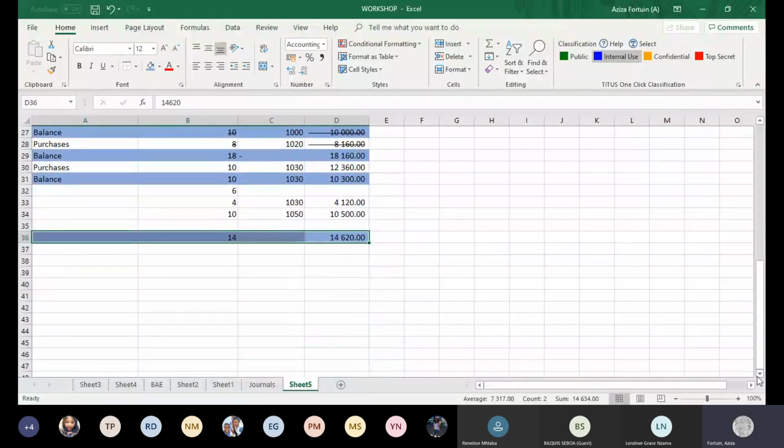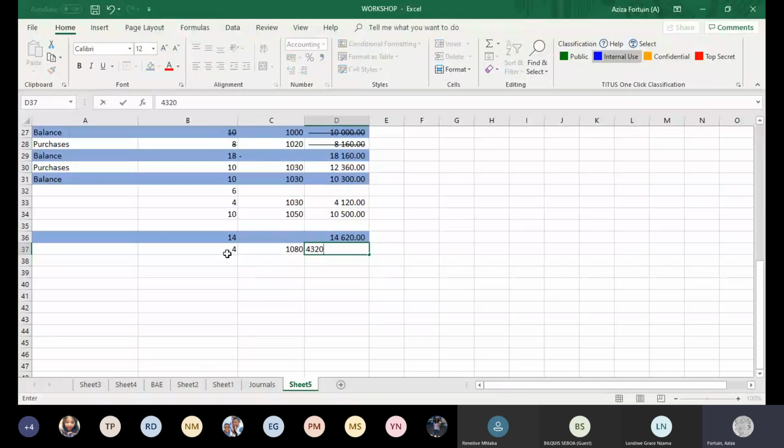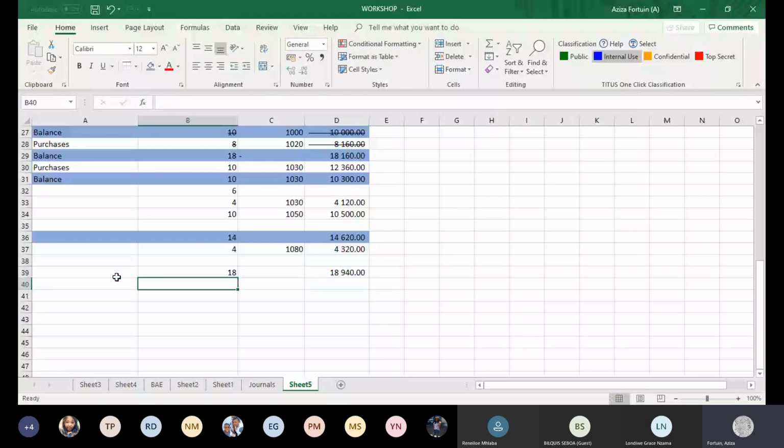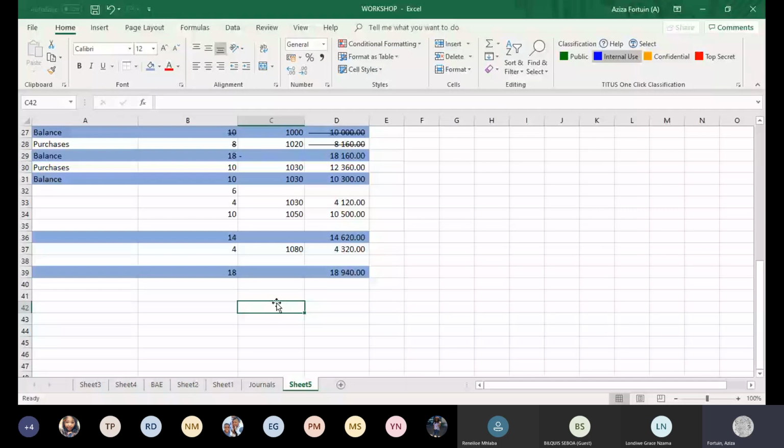Okay, so the next day, they purchased 4 units at 1080. So if we purchased again 4 units at 1080, it is now sitting at 1080 times 4 is 4320. So now we have 18 units in the stock, valued at 18,940. So that's my balance now. Everybody with me?